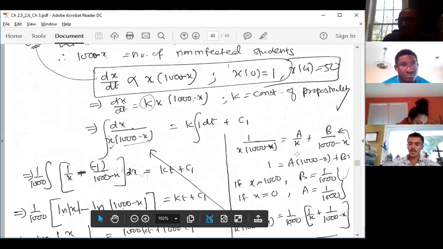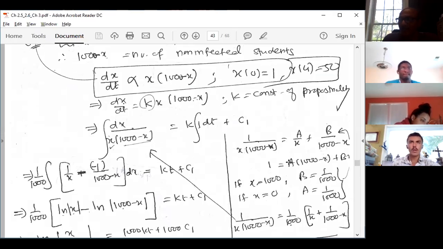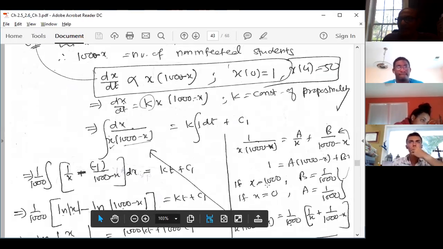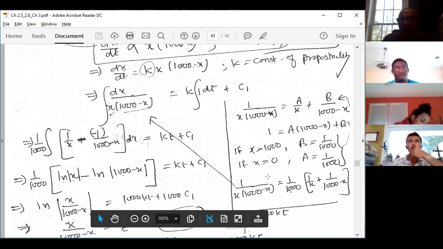When X is equal to, right, I just took the LCM. When X is equal to 1000, this part is 0. So B equal to 1 over 1000. X equal to 0, this is it. Or you can take the LCM and AX and try to arrange your right side in the descending order of X, and you can find A and B. Different ways of finding A and B.